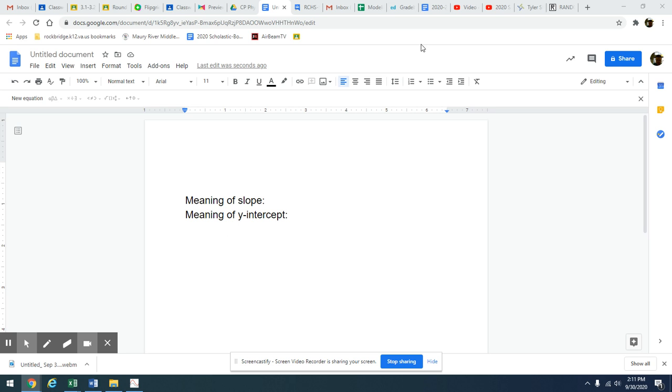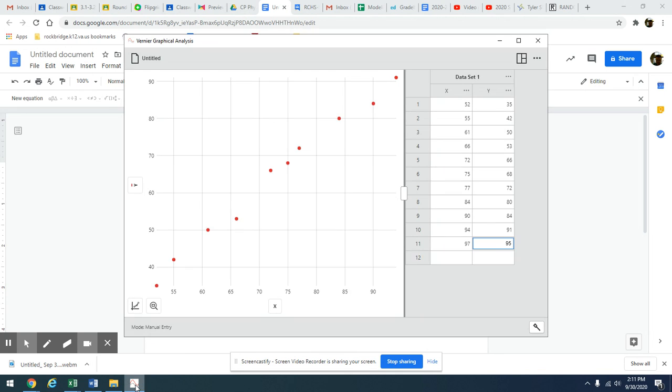Hey, I'm going to do the last problem from the review. I'm going to do it with Graphical Analysis 4, and then I'm going to do it again with Logger Pro. So if you are going to use Logger Pro, you can swipe through this video and get to the part that you need. So here, I just went ahead and typed in all the stuff.